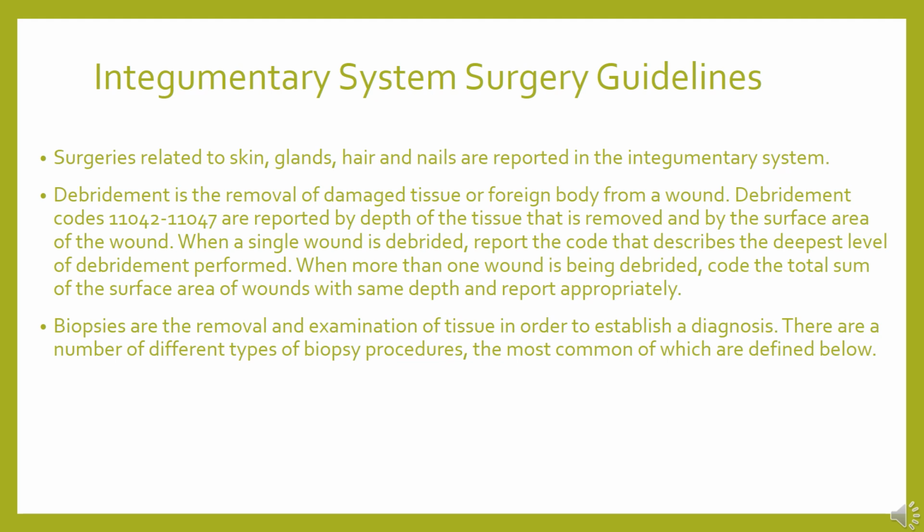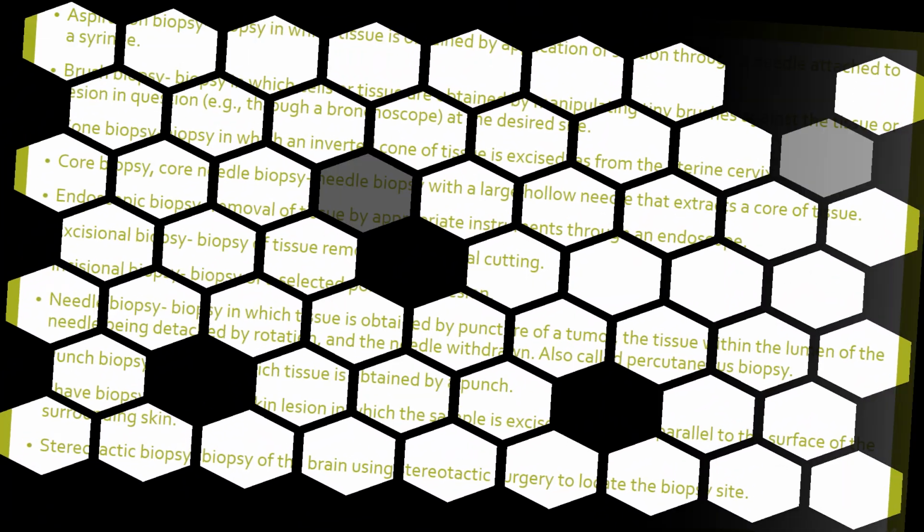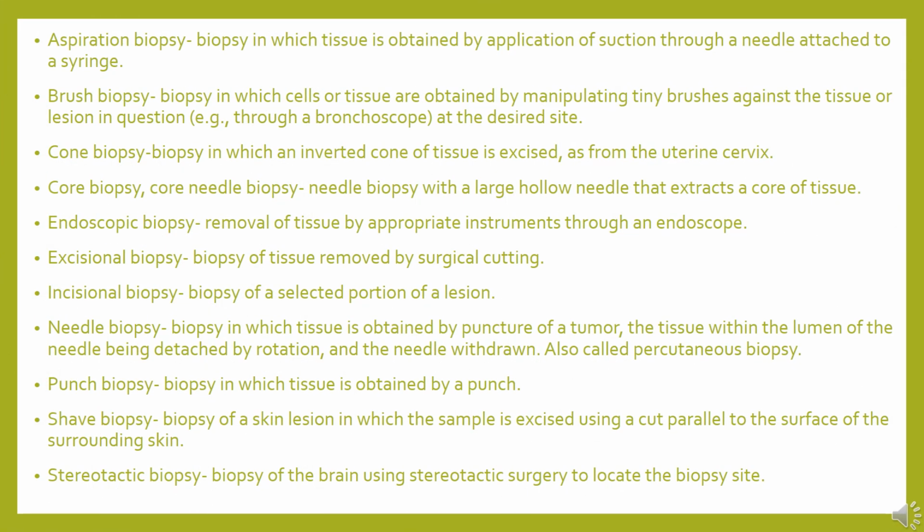Biopsies are the removal and examination of tissue in order to establish a diagnosis. There are a number of different types of biopsy procedures, the most common of which are defined below. Aspiration biopsy: biopsy in which tissue is obtained by application of suction through a needle attached to a syringe. Brush biopsy: biopsy in which cells or tissue are obtained by manipulating tiny brushes against the tissue or lesion in question, e.g., through a bronchoscope at the desired site.